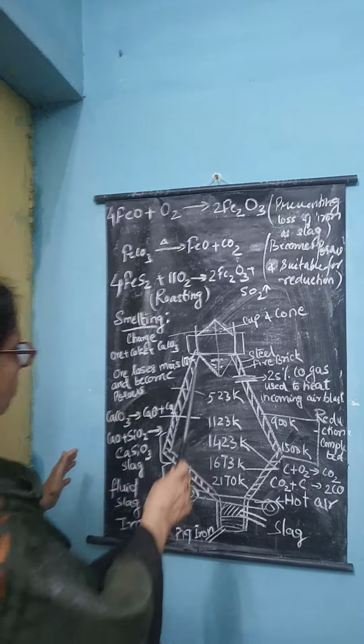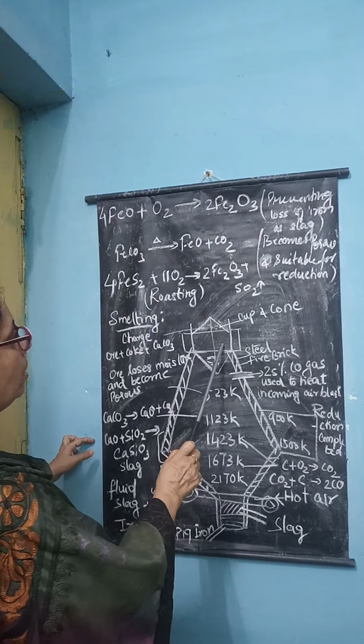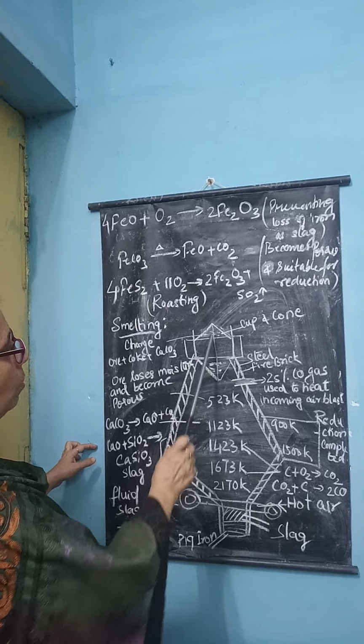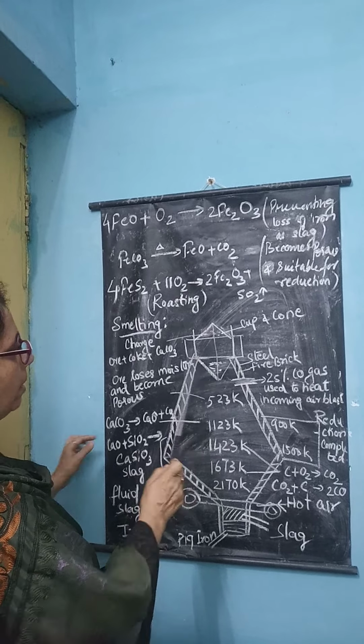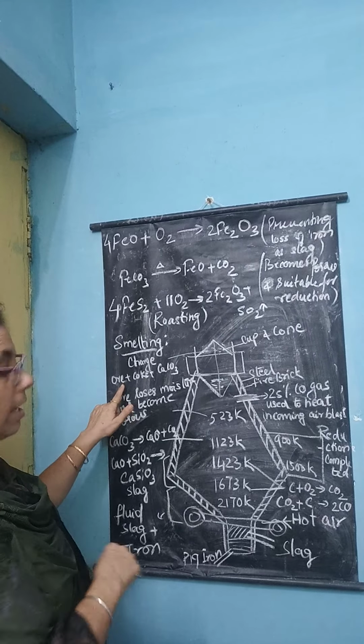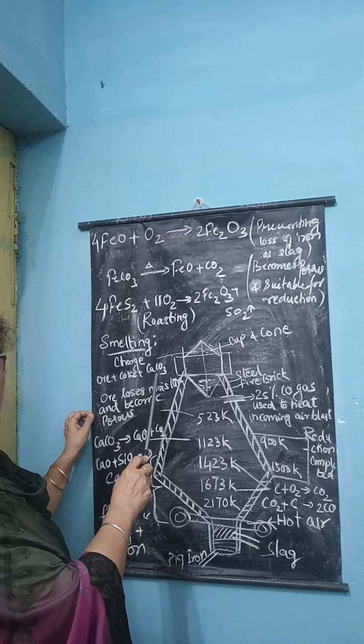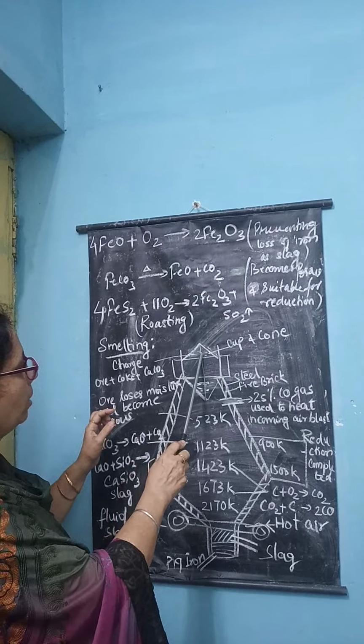The blast furnace is made up of steel with fire bricks lined to it, and on the top there is a cup and cone arrangement. Into this you add the charge. Charge means the ore you are adding, coke you are adding, and limestone. These three are added to this cup.